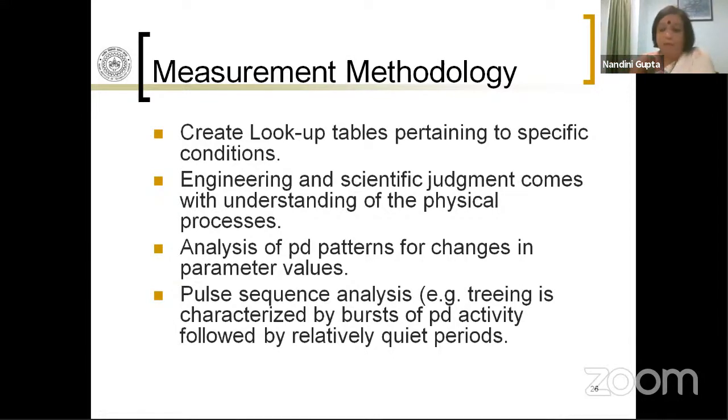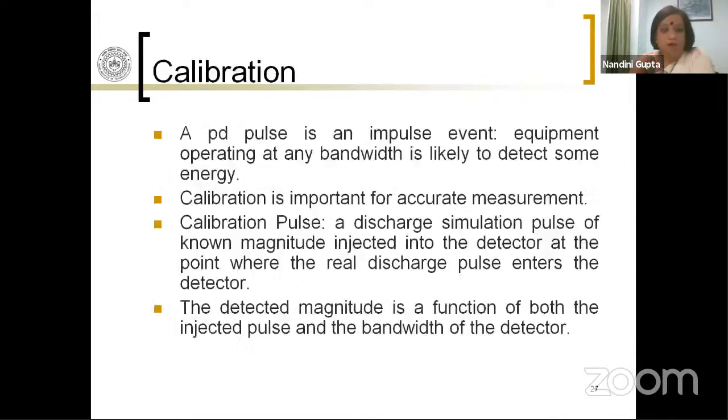And as I said, measurement is the simpler part. The more difficult part is, okay, I would like to quickly touch upon calibration. Now, as you have seen, what we are trying to do is characterize the PD happening at a particular site in terms of charge across the test terminals. And apart from that, as in all equipment, we need to calibrate, and this is especially true because the PD pulse is an impulse event.